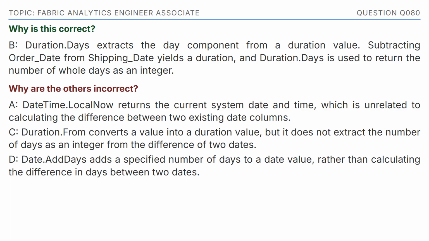Why are the others incorrect? A. DateTime.LocalNow returns the current system date and time, which is unrelated to calculating the difference between two existing date columns. C. Duration.From converts a value into a duration value, but it does not extract the number of days as an integer from the difference of two dates. D. Date.AddDays adds a specified number of days to a date value, rather than calculating the difference in days between two dates.